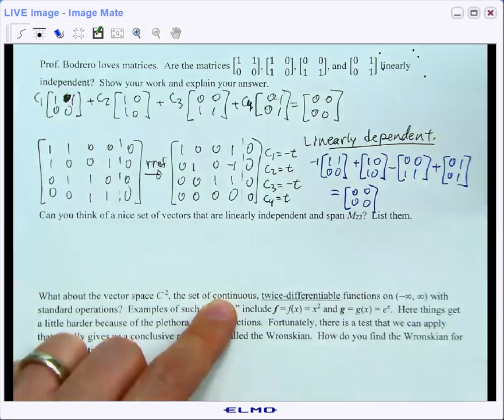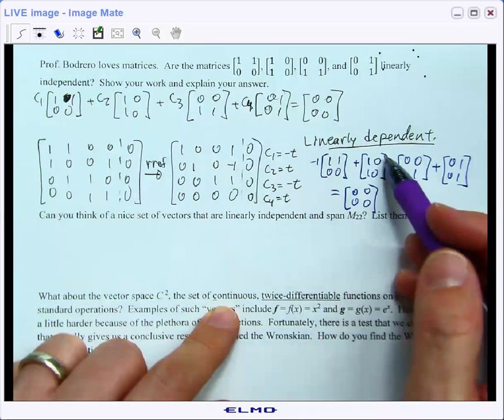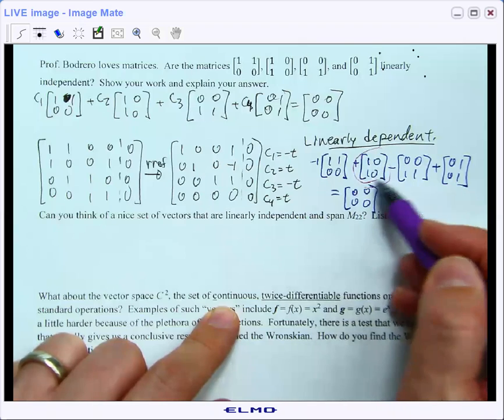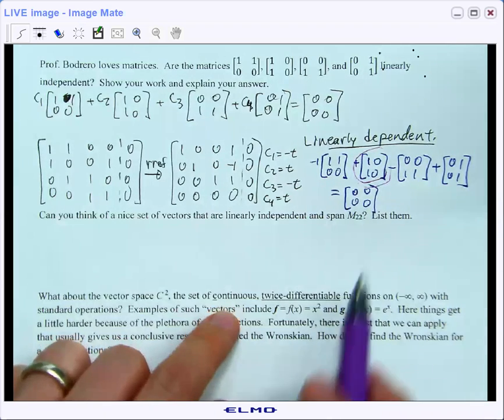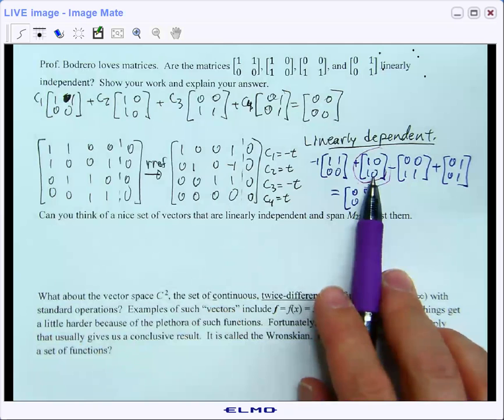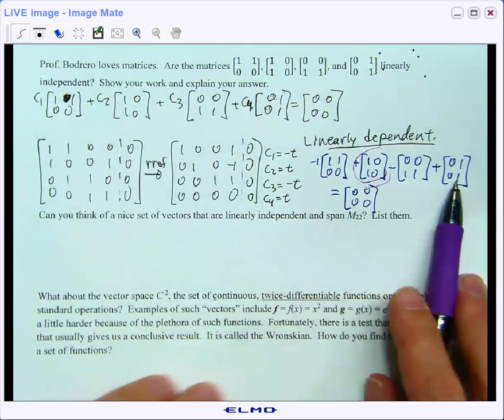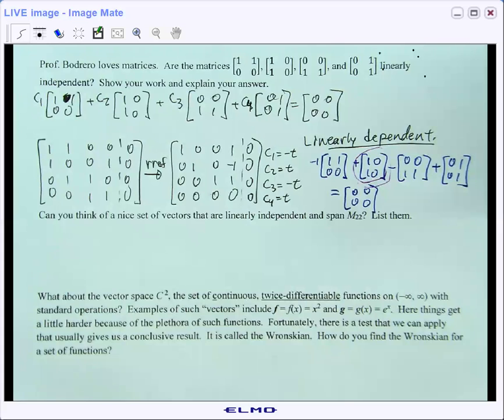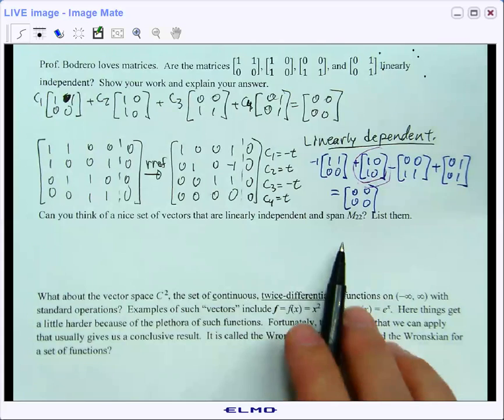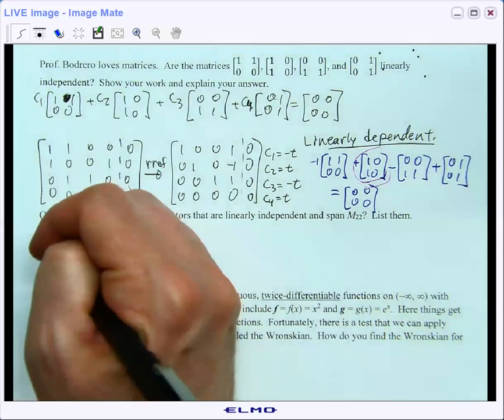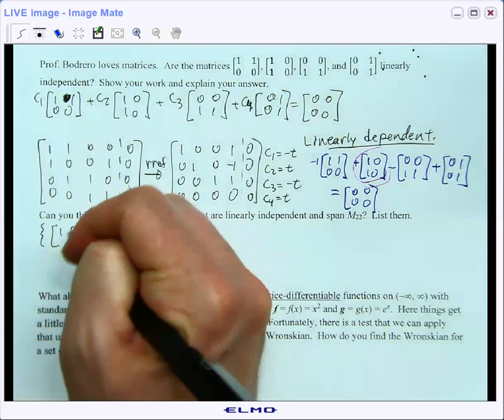So these vectors are linearly dependent, and using this equation, I could solve for any one of these vectors in terms of the other guys, showing that it would be unnecessary. It wouldn't contribute anything to what we could have reached with the other guys. So can you think of a nice set of vectors that are linearly independent and span all of M22? List them. Well, probably not too surprising.